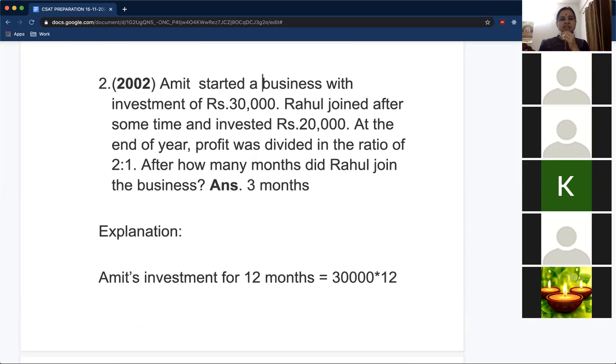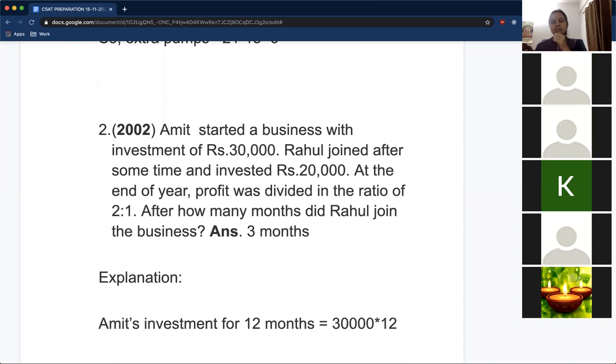Amit starts a business with an investment. This is a business model, the investments. See how much I invest. The profits also usually will be divided in the same ratio. If I am investing 1 lakh rupees and my friend is investing 2 lakh rupees, the ratio in which I will divide my profits is also 1:2.